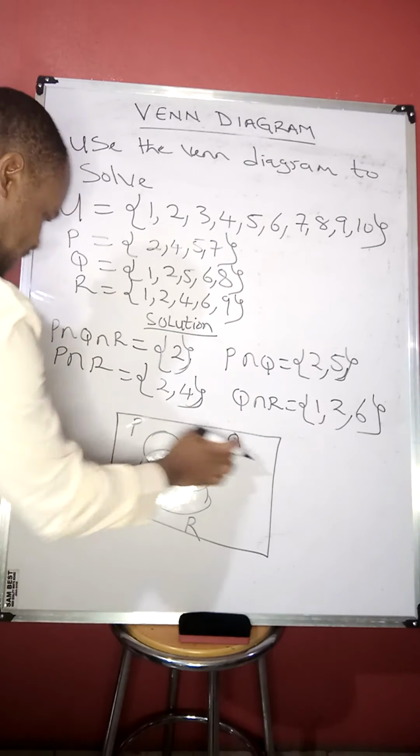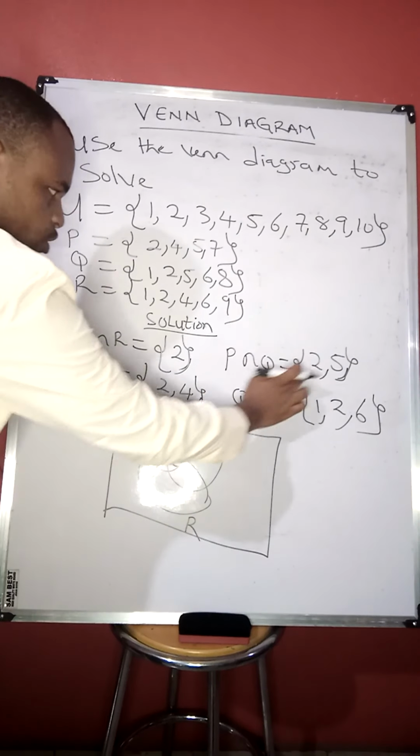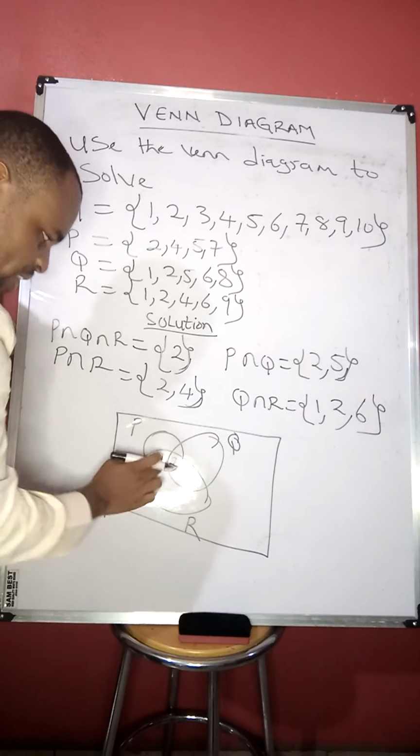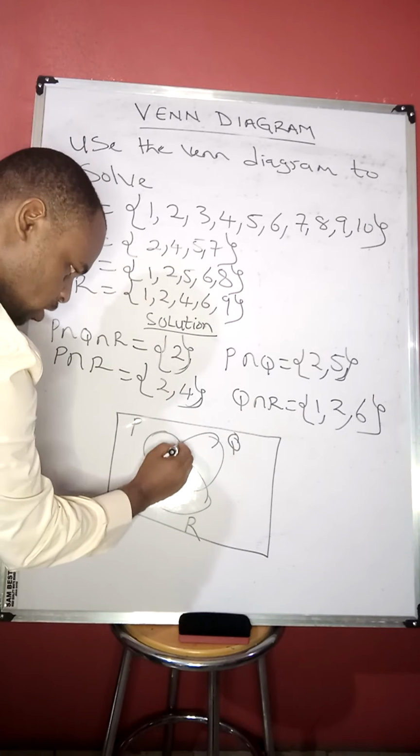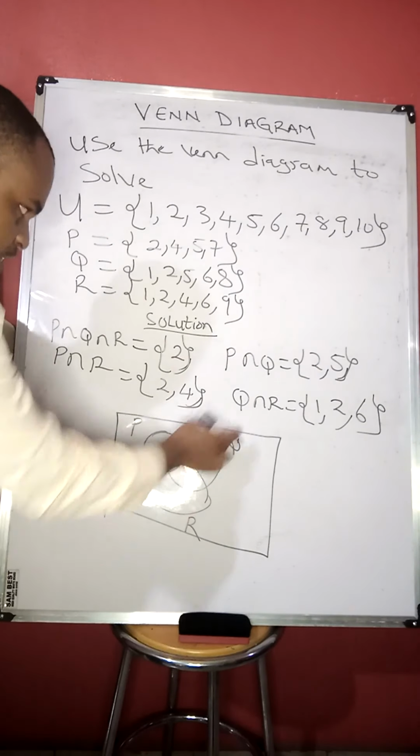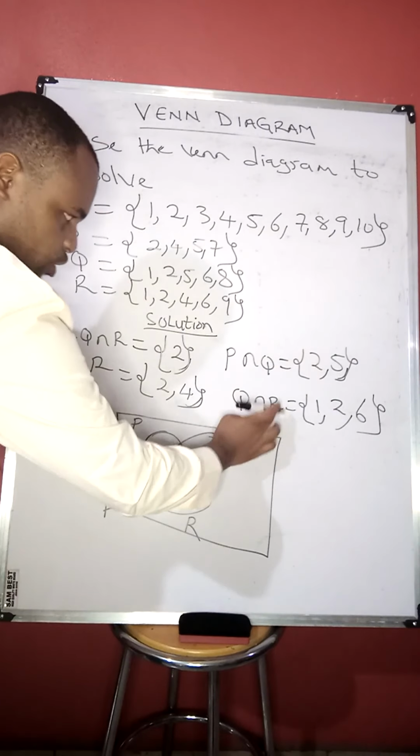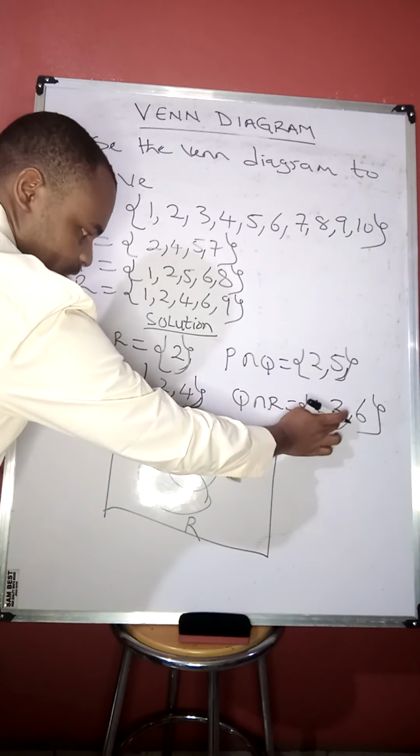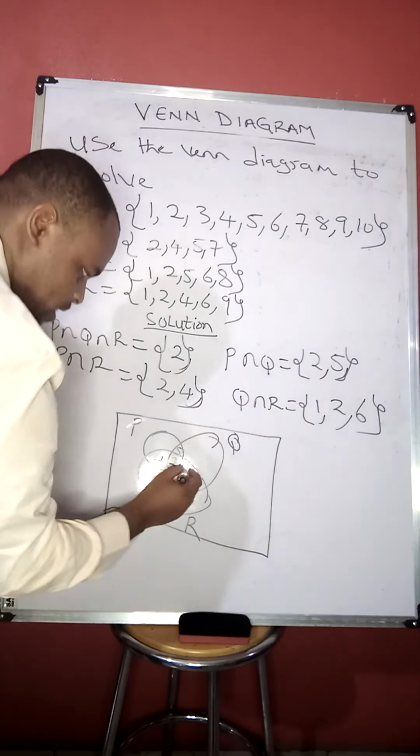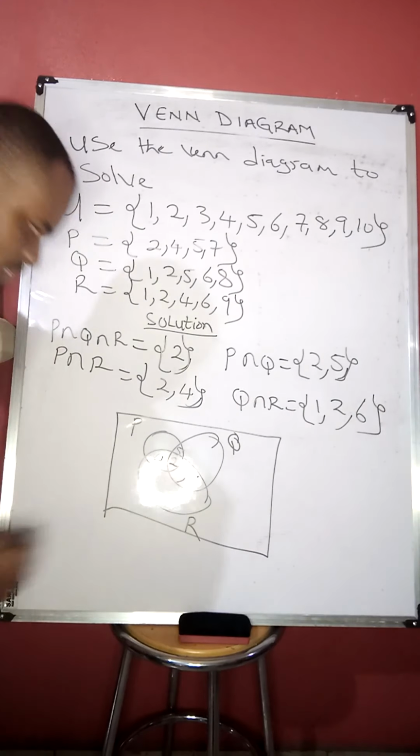Now let's do P intersection Q. I have 2 and 5. I already have 2, so I'll be writing 5. The next one is Q intersection R. Q intersection R, I have 1, 2, 6. I've already written 2, so I'll be writing 1 and 6.